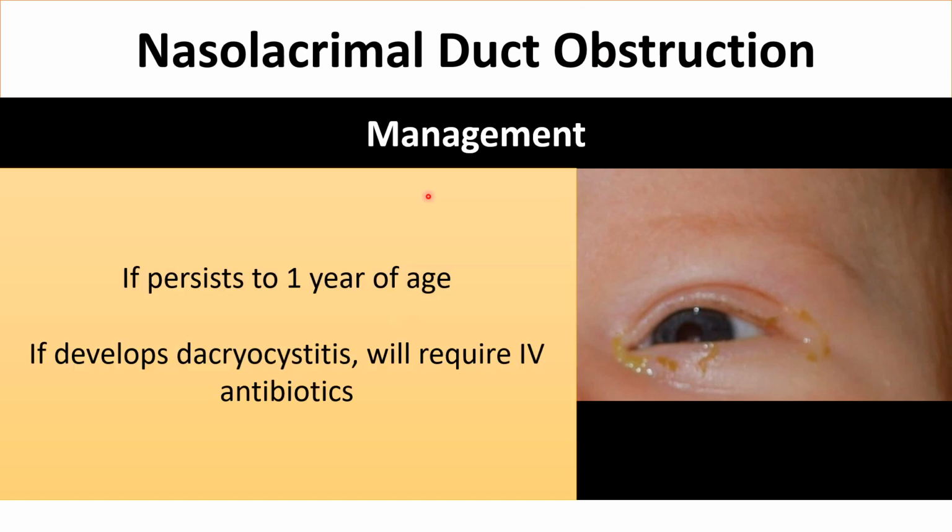When to refer to the eye doctor: if it persists to 1 year of age, or less than that because of worsening of symptoms or chronic eye infection. Early probing may help at this point. If it develops dacryocystitis, you need to refer, plus you will need to give IV antibiotics.